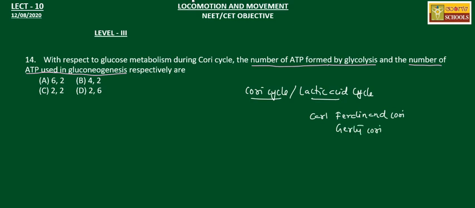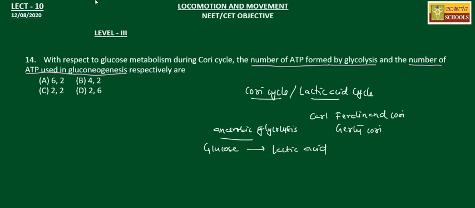Here, what happens is during anaerobic glycolysis, in the absence of oxygen, we know that glucose will finally result in the formation of lactic acid, which results in fatigue. This lactic acid that is formed is transported to the liver where it gets converted to glucose, a process we call gluconeogenesis. Let's see how this process actually takes place.